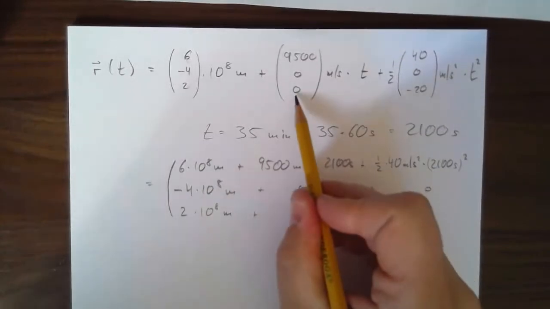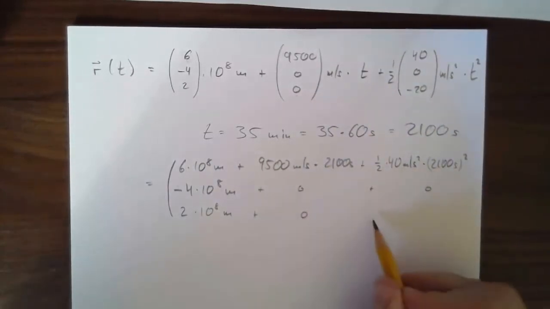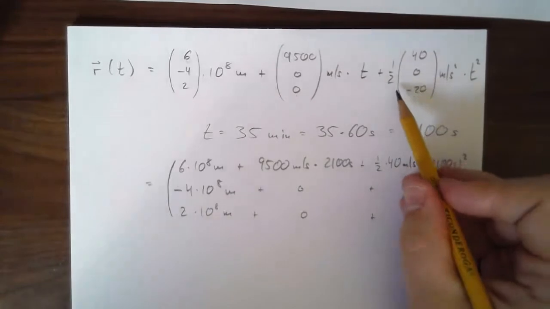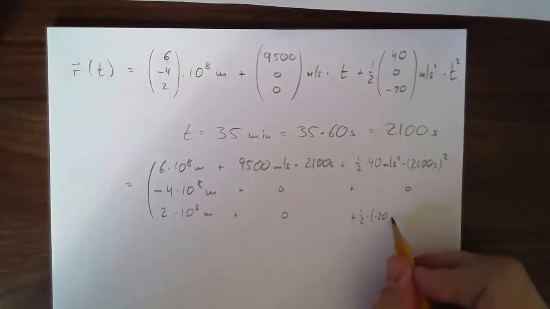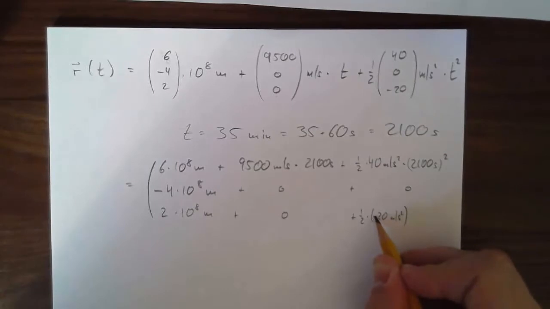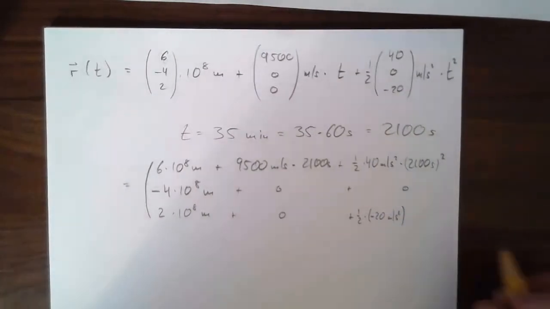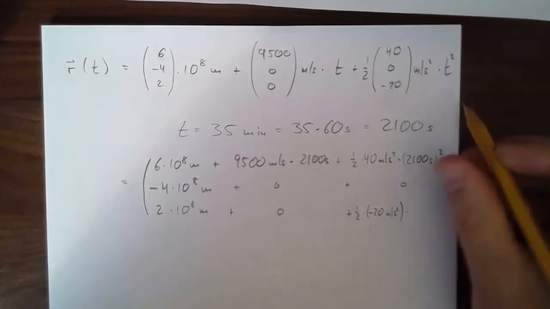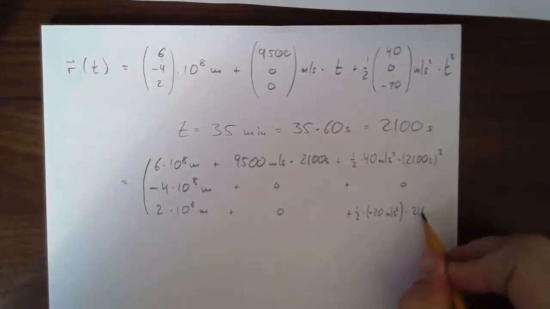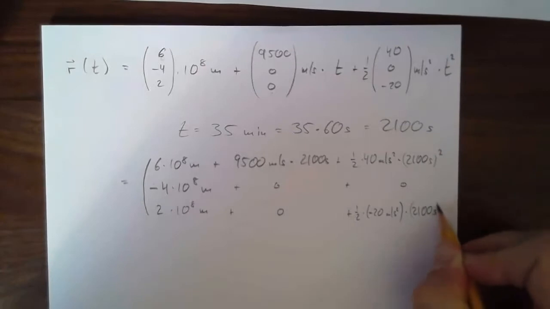Plus, well, this one has 0 initial velocity, so again, this is 0. And then plus 1/2 times minus 20 meters per second squared. I've got to keep track of the minus sign. So I'm trying to write small here to squeeze it in. Could have given myself a bit more space, I suppose. Times t squared, 2,100 seconds squared.